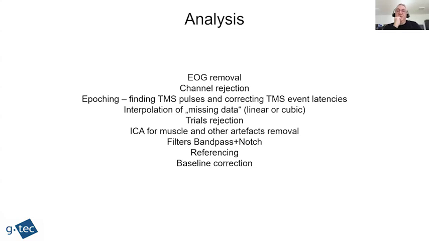And then we would be using epoching. We noticed that we have recorded the TMS trigger, and that would be our zero point of time for the evoked potentials. Then we would do some interpolation of the missing data. Usually we can manually reject trials that are very noisy; you can inspect them visually and erase them. You can use ICA for muscle and other artifact removal, for instance for the auditory artifact, as we have seen, and filter, re-reference, and correct the baseline. And then you will get the results.